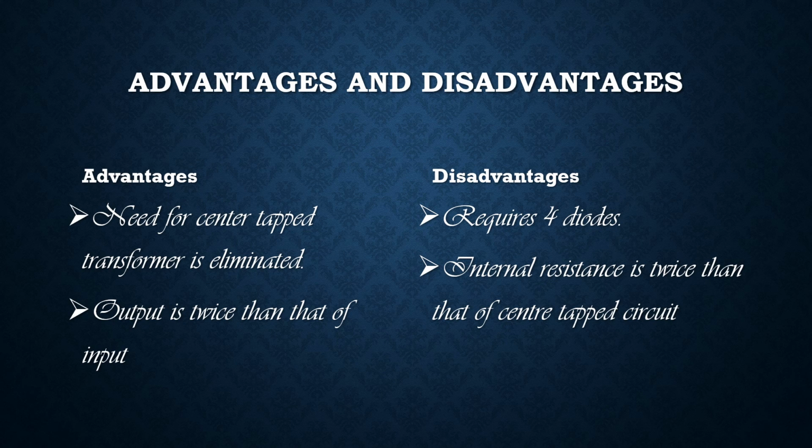Now, advantages and disadvantages of full wave rectifier. Advantages: number 1, need for center-tapped transformer is eliminated. Number 2, output is twice that of input. Disadvantages: requires four diodes. Internal resistance is twice that of center-tapped circuit.